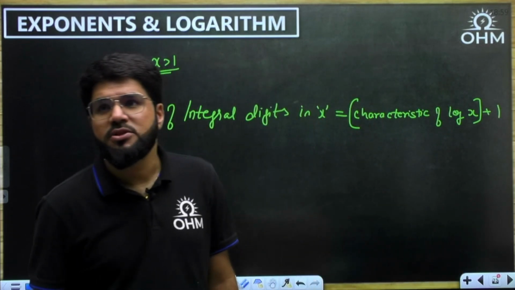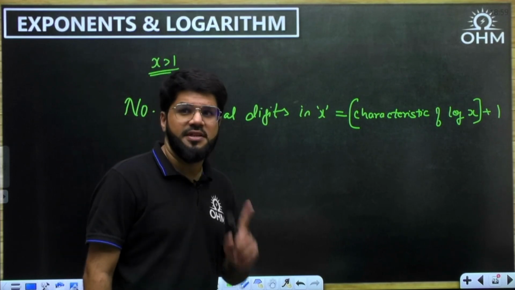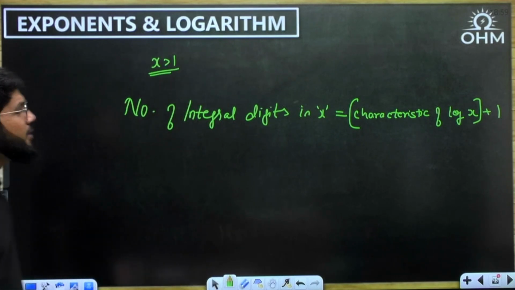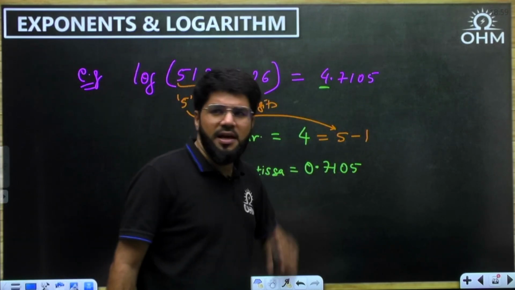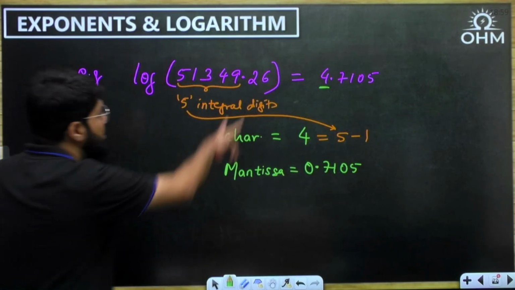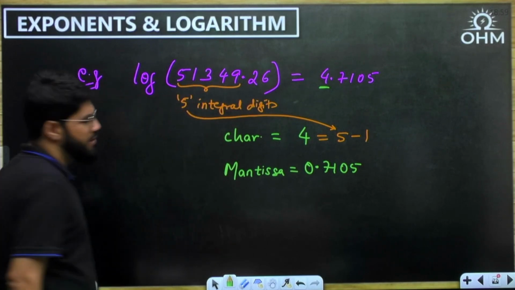Log x here means log to the base 10. The results are with respect to base 10 only. The number of integral digits is characteristic plus 1, or vice versa. The characteristic is the number of integral digits minus 1. Not the number of fractional digits, only the number of integral digits.